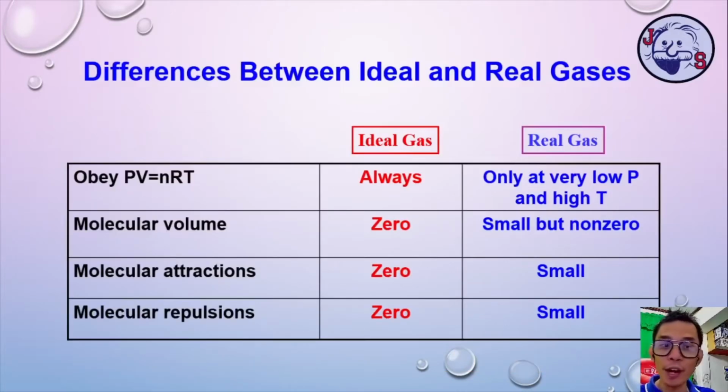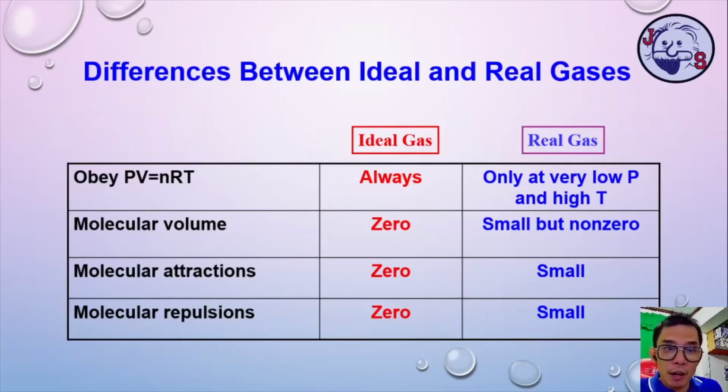Here we are now at the part where we compare. As we all know, the opposite of ideal is real. Now, the question is, what are real gases? Do they follow the ideal gas law that we had a while ago?